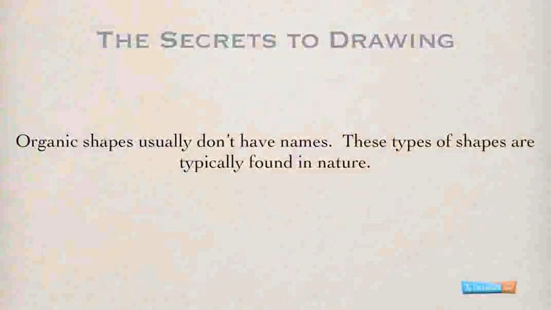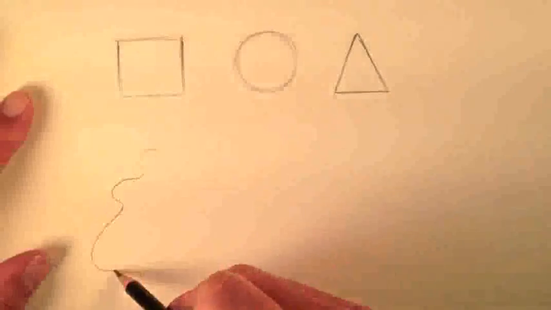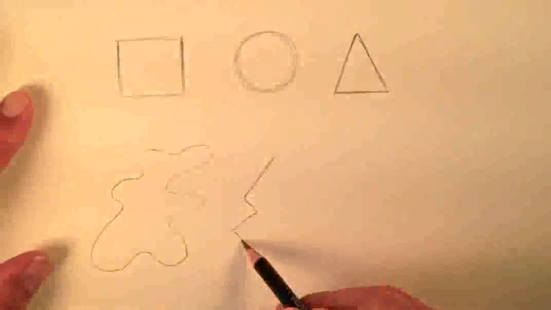The second type of shapes are called organic shapes. Organic shapes usually don't have names associated with them. These types of shapes are typically found in nature. Organic shapes are also called freeform shapes. Here are a few examples of organic shapes.